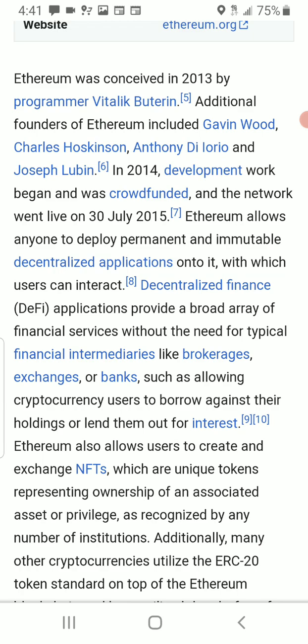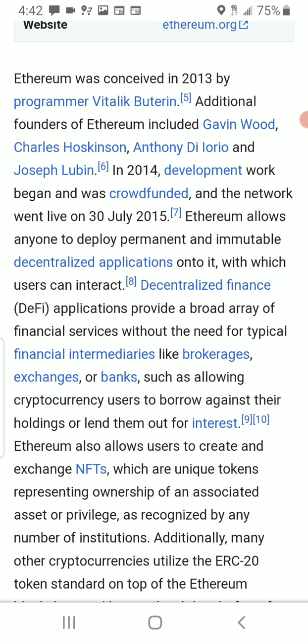Ethereum was conceived in 2013 by programmer Vitalik Buterin. Additional founders are Gavin Wood, Charles Hoskinson, Anthony DeLauro, and Joseph Lubin. In 2014, development work began and was crowdfunded, and the network went live on July 30th, 2015. Ethereum allows anyone to deploy permanent and immutable decentralized applications onto it, with which users can interact, just like a website.